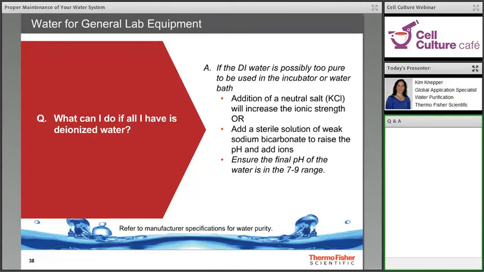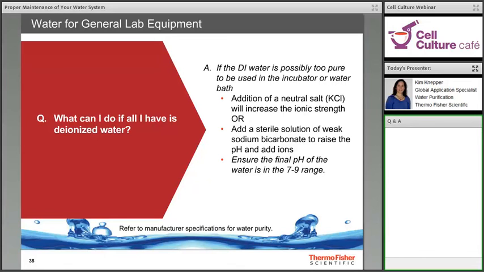So what can I do if all I have is deionized water in the lab? If the DI water in the lab is too pure to be used in your general lab equipment, there are some steps that can be taken. One option would be to add a neutral salt to increase the ionic strength of the water. And it really won't take much salt to add ions into the water. If you do this, it is recommended to replace the water and wipe out the unit on a regular basis, just so you don't get any buildup of salts due to evaporation.